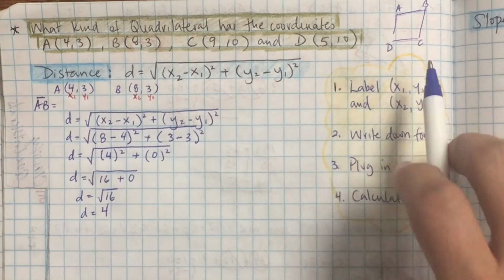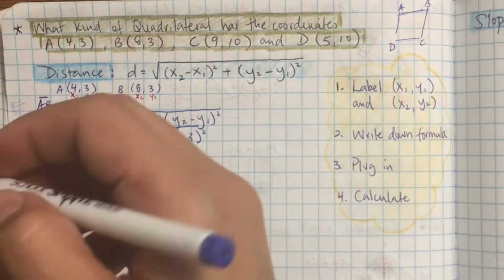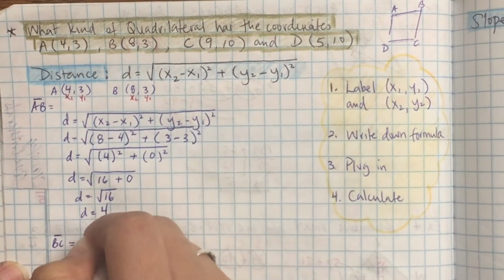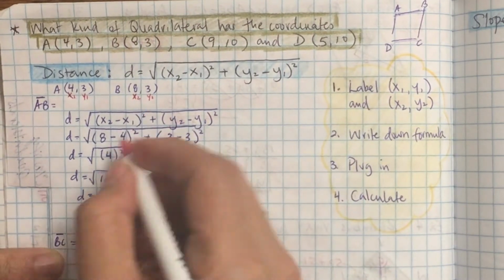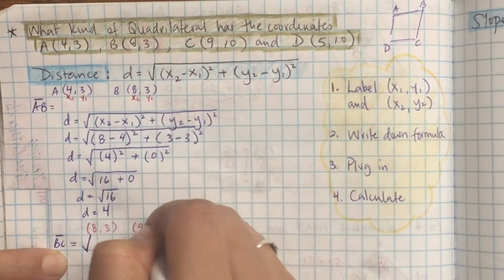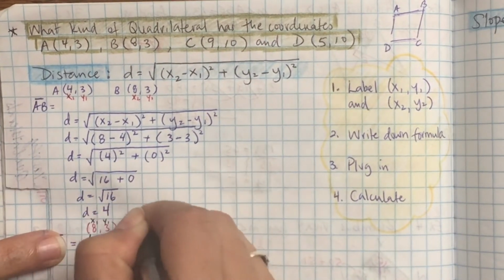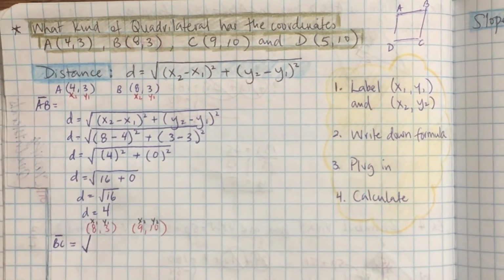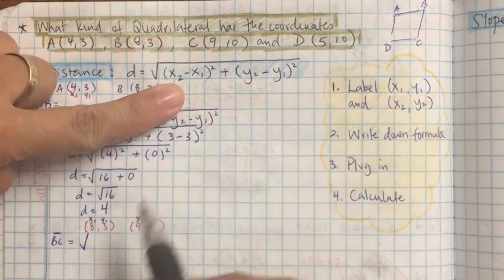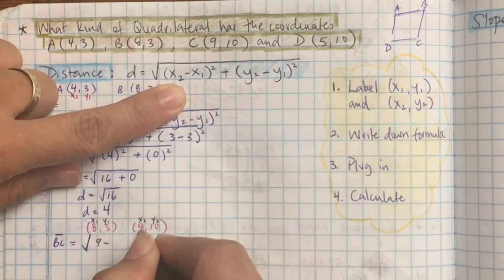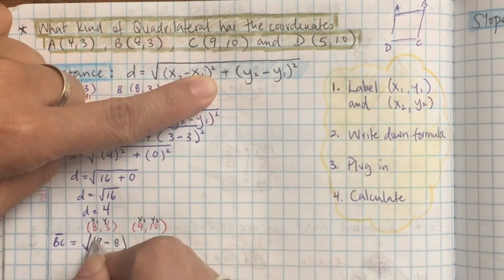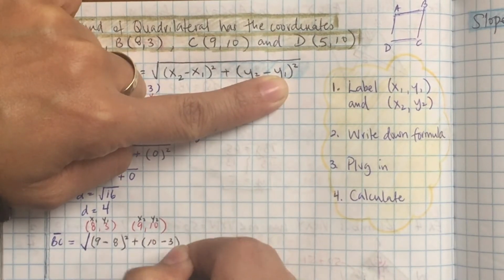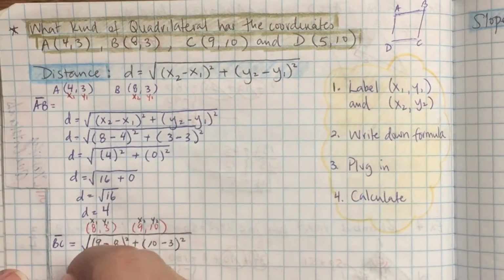But thankfully you have a calculator, so from now on I'll show you how to do that. Next length is going to be from B to C, so I need the coordinates for B and C. So B is 8, 3, and C is 9, 10. First thing you do is label x1, y1, x2, y2. And then we already wrote down the formula, so I'm just going to plug it in because I know the formula. x2, which is 9, minus x1, which is 8, squared, plus y2, which is 10, minus y1, which is 3, squared. Alright, then calculate it.